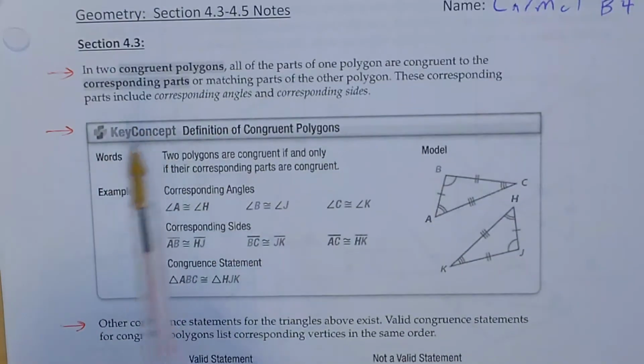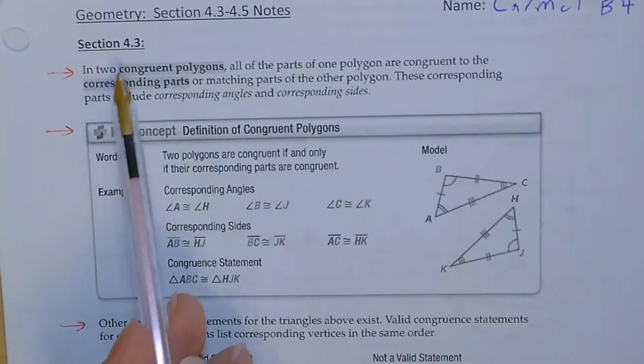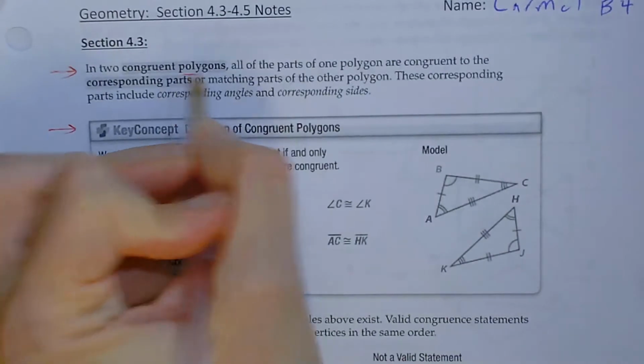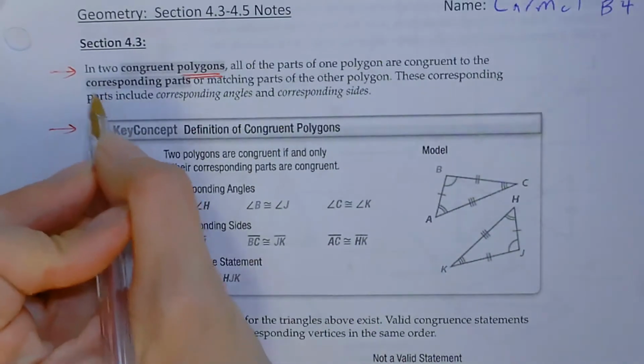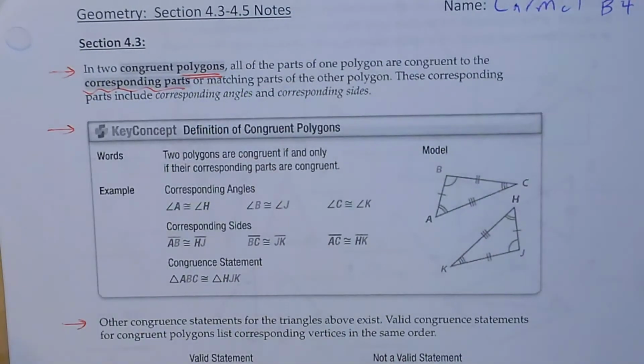We're going to start with section 4.3, and we're going to be talking about congruent polygons, but I'll be honest with you, most of what we talk about today is going to be triangles. So you're going to be comparing triangles, and we're going to be talking about their corresponding parts. What that means is when I have one angle of one triangle, it's going to match up with an angle of another, or a side of one triangle is going to match up with a side of another.